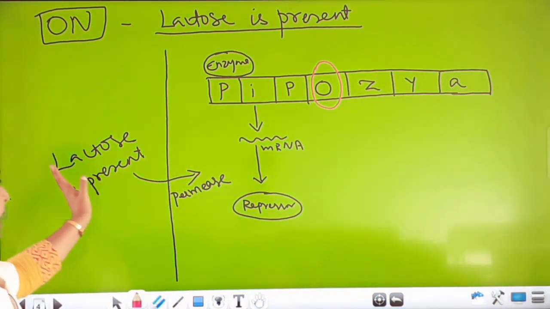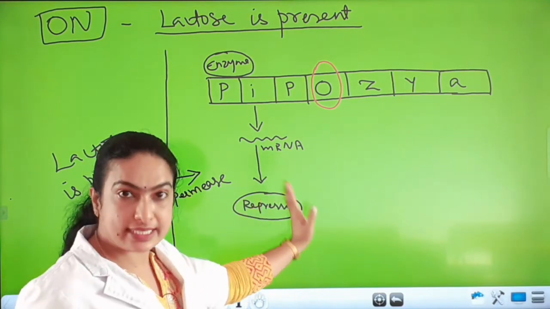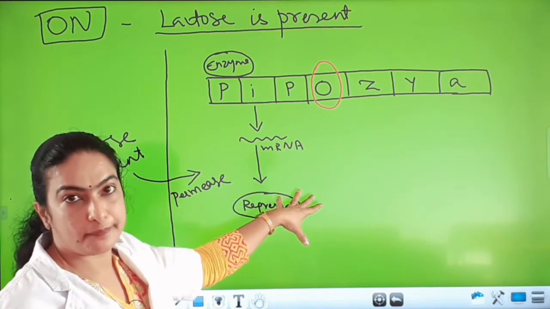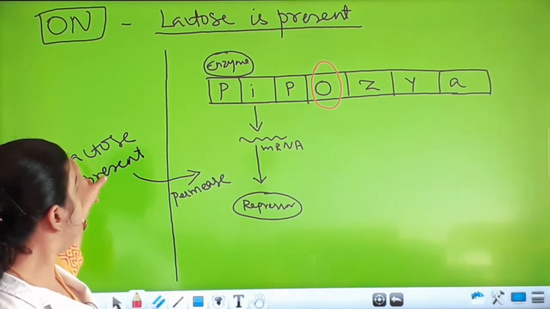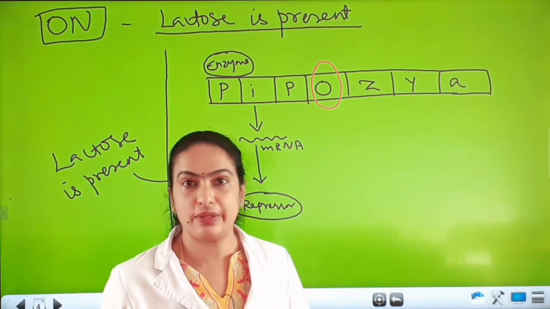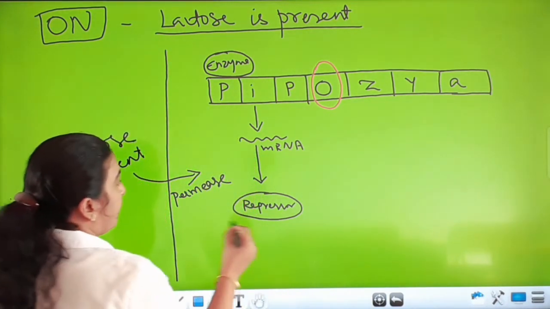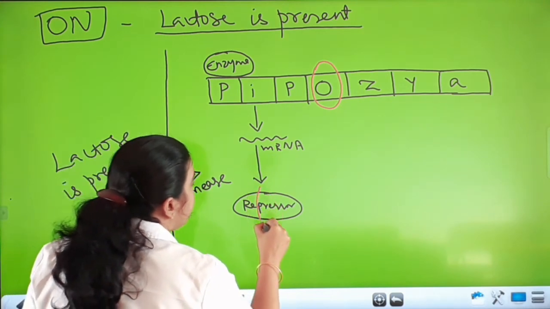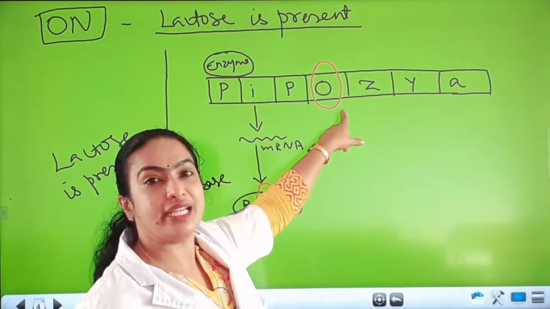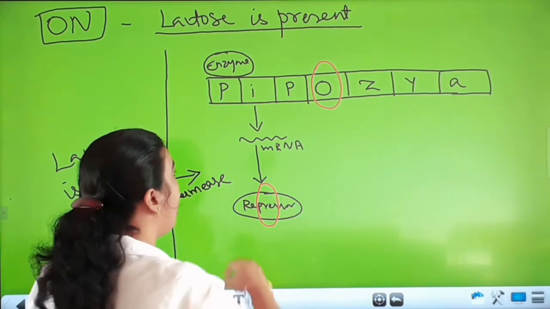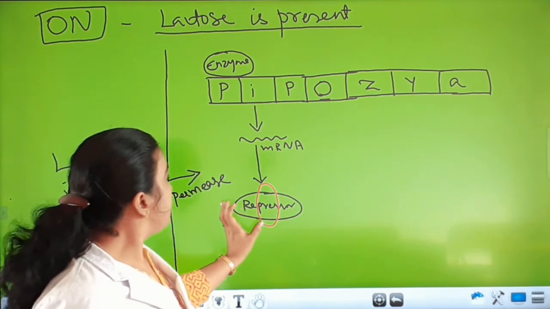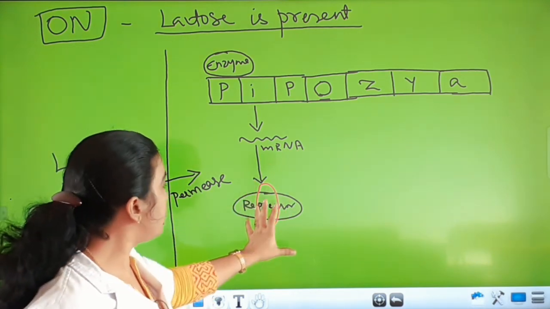Here we can see when the lactose has entered into the cell. The permease allows the entry of this lactose into the cell. Entry of lactose is allowed by the permease enzyme. So when the lactose is here, this lactose can bind the repressor protein. So it prevents the repressor from binding the OG or operator gene. So this repressor is bound by the lactose.